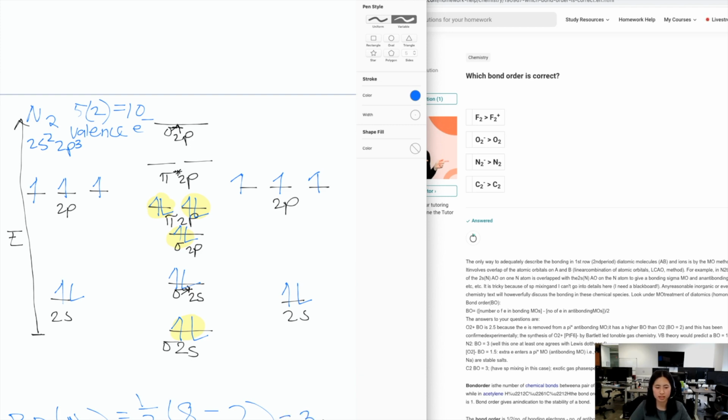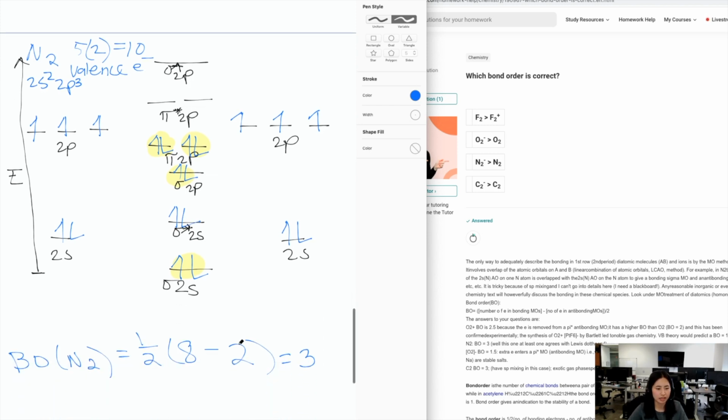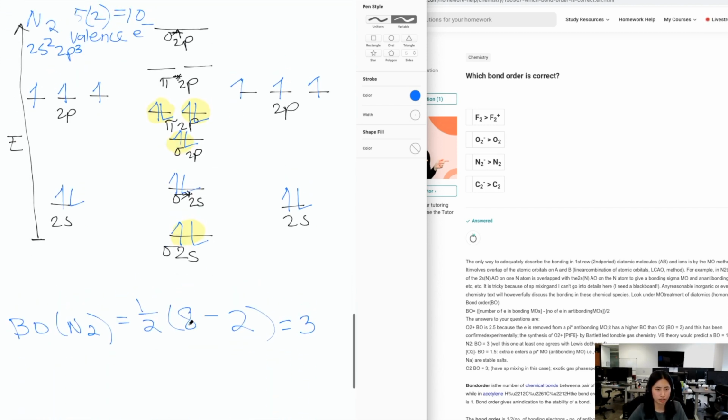Does that make sense? If you do have any questions, please get in touch with me, and we'll figure this out. Okay, so this is BO N2, and that's equal to 3, right? So now we move on to N2 minus.